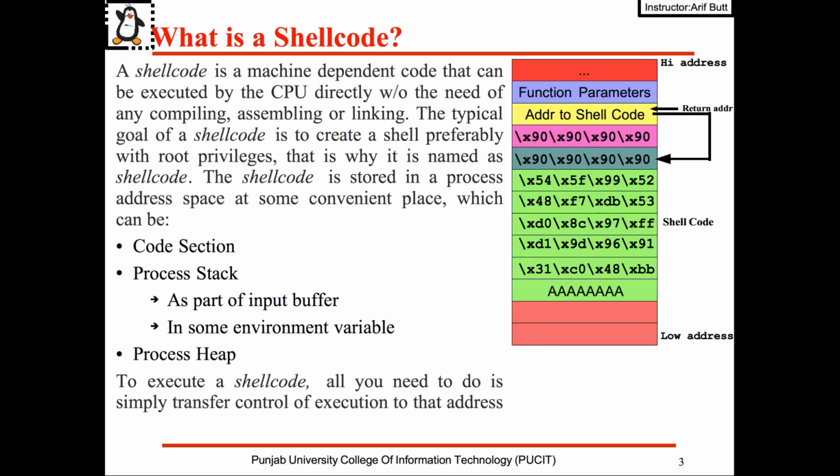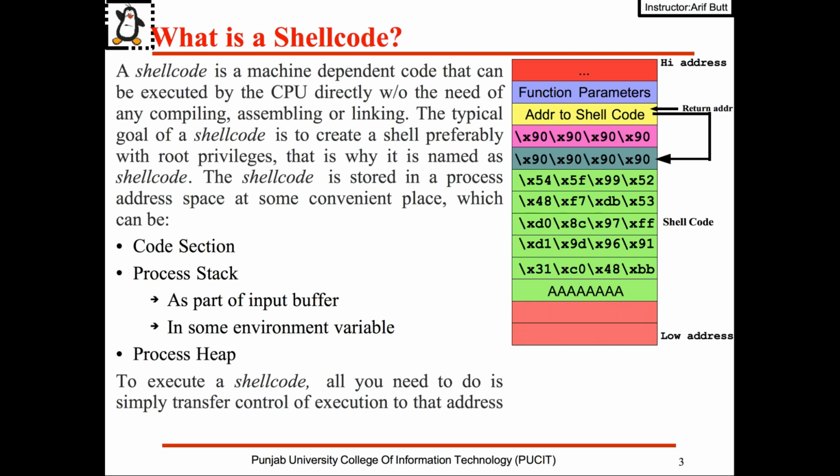Well, what is a shell code? A shell code is a machine-dependent code that can be executed by the CPU directly, without the need of any compiling, assembling, or linking. The typical goal of a shell code is to create a shell, preferably with root privileges. That is why it is named as shell code.